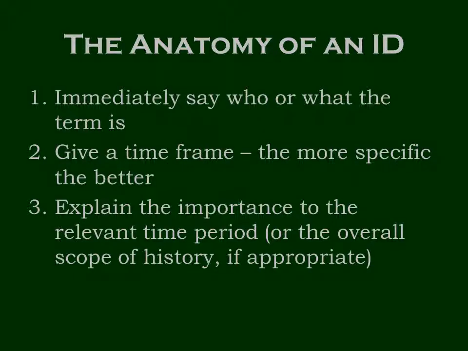So, what does an ID have? Immediately, it should say who or what the term is. Immediately identify what that term is describing. Give a time frame. The more specific you can be, the better. If you only know a century, I guess that's okay. But if you can be specific down to about the year or at least the decade, that is better. You should, most importantly, again, explain the importance of that term, whatever it is, the person or the event, to the relative time period or the overall scope of history if that is appropriate. And I'll show you an example of both of those.